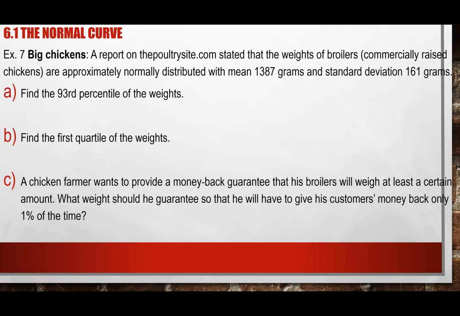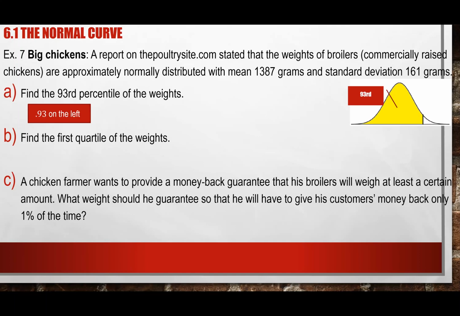Looking at this, the 93rd percentile, like I mentioned, the word percentile is basically the area to the left, right? If we know the area to the left, life is good. We just convert this percentile to a decimal, and then type in our calculator the inverse norm, 0.93, comma, the mean, which is 1387, comma, 161. The chicken has to weigh 1624.6, meaning gram, right? If the chicken weighs this much, then we consider that chicken in the 93rd percentile, okay? If they weigh more, well, it depends on how many chicken they have, right?